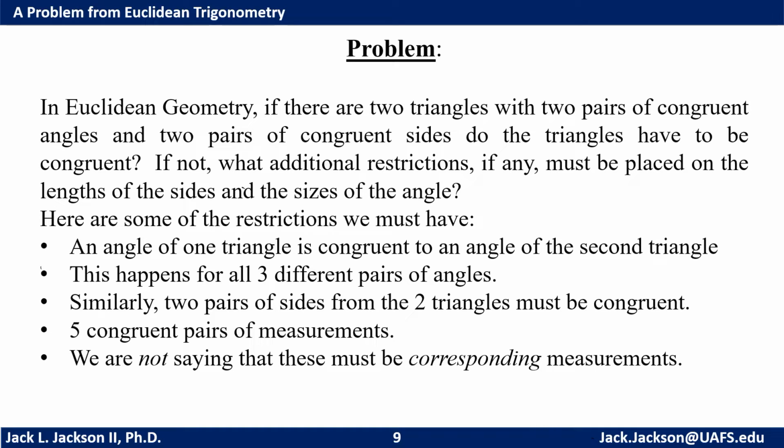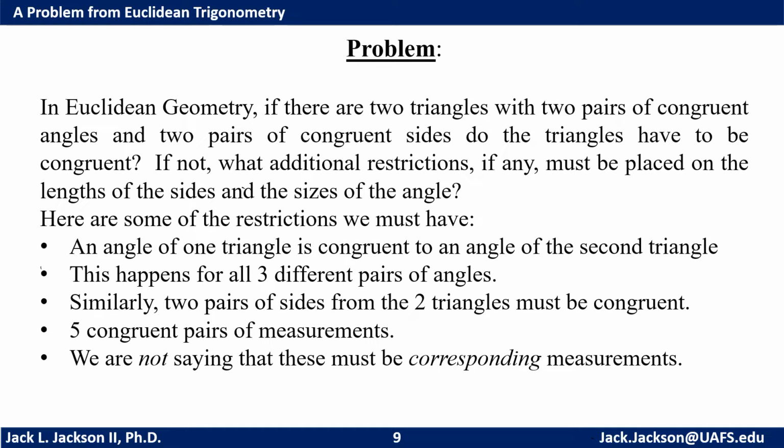So here's some things that turns out you're going to have. An angle of one triangle is congruent to some angle of the second triangle, and this is going to happen for all 3 different pairs of angles. Similarly, you have 2 pairs of sides from the 2 triangles. One side from one triangle and the other side from the other triangle have to be congruent, and this has to happen for a second pair, one from each triangle. So you've got a total of 5 congruent pairs of measurements.